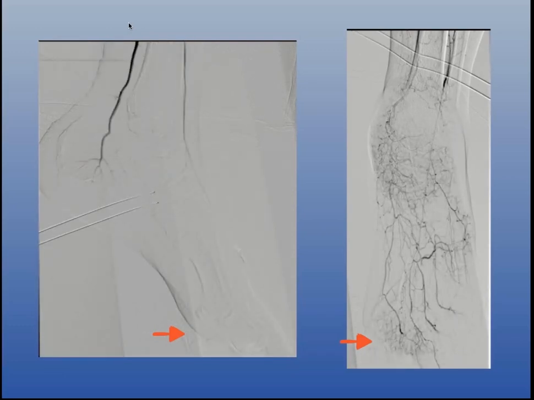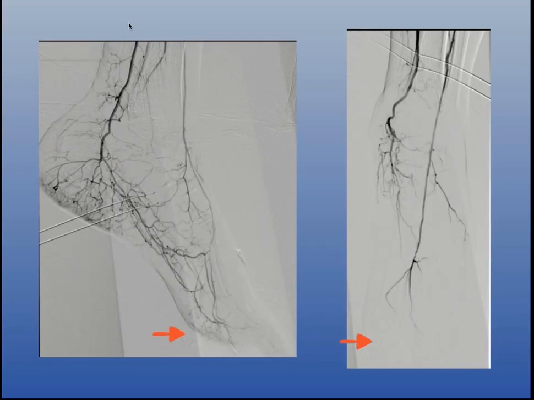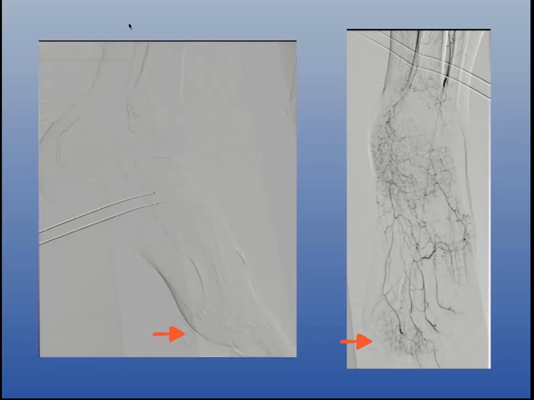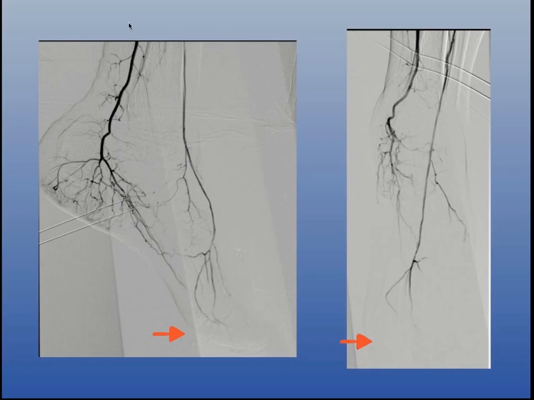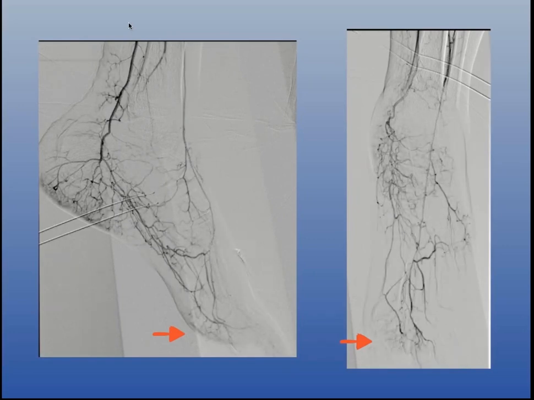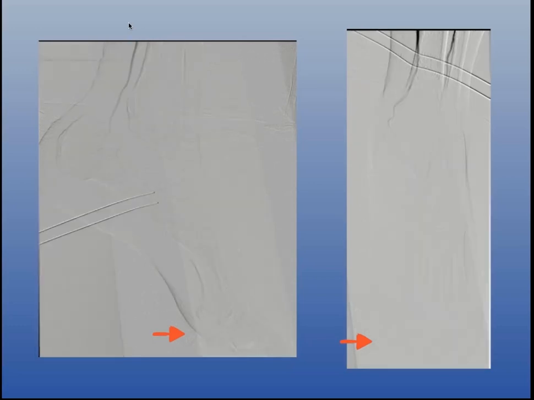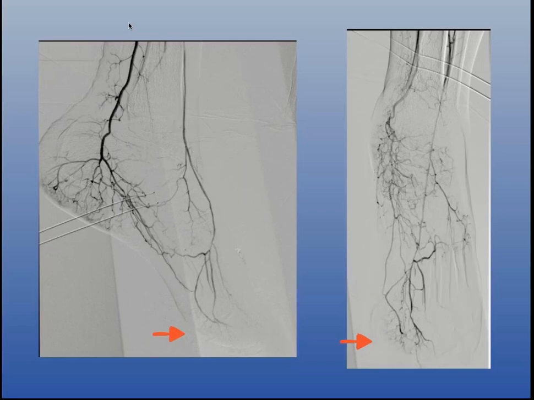People always talk about CLI endpoints. Well, what is a CLI endpoint? A CLI endpoint basically means that you've got more vessels open than when you started, you've got continuous inline flow, you've got perhaps faster flow, and you've got an angiographic wound blush, which is what the red arrow is showing on the AP and lateral view. And this patient ultimately went on to heal that huge wound on their great toe without an amputation.